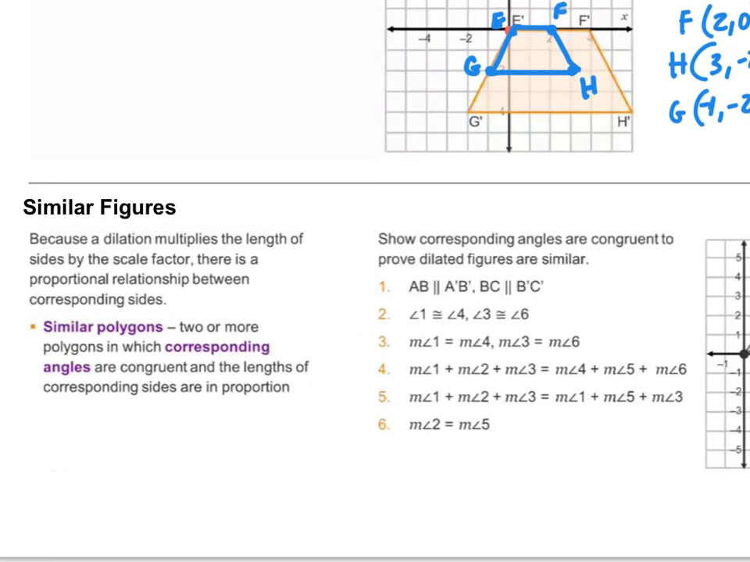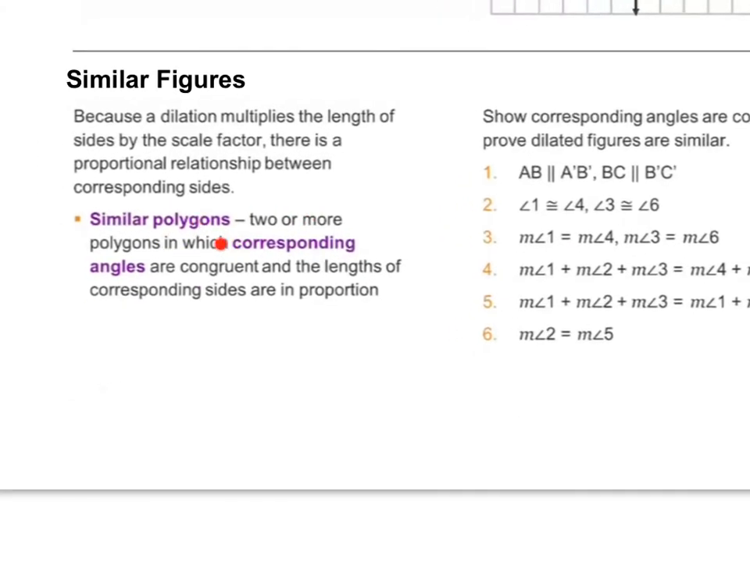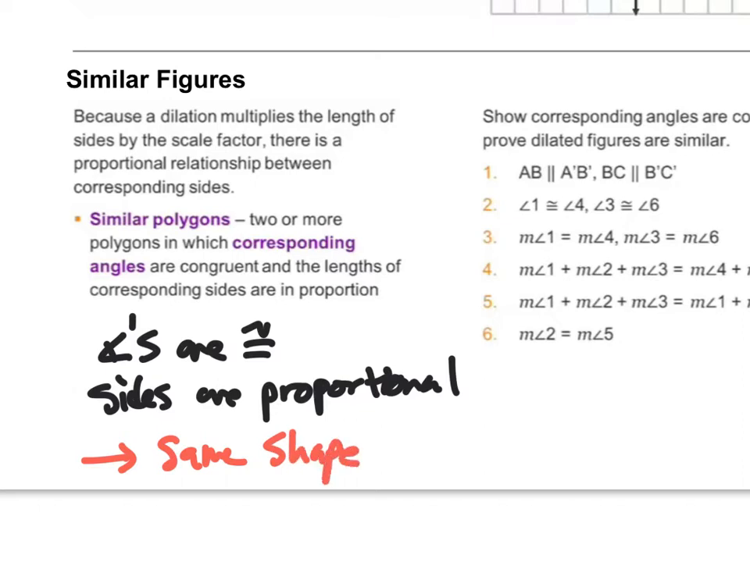But in similar figures, here's what we know. Similar polygons are two or more polygons in which corresponding angles are congruent and the sides are proportional. So the angles are congruent, and the sides are proportional. In layman's terms, this means same shape but different size. Same shape but different size. And so that's what I've got.